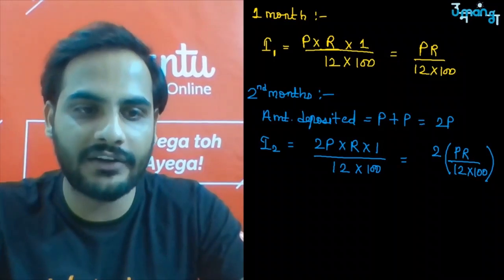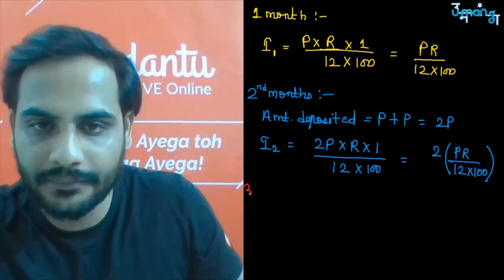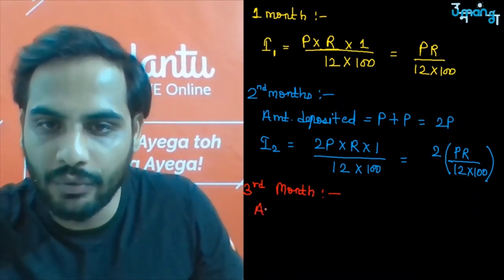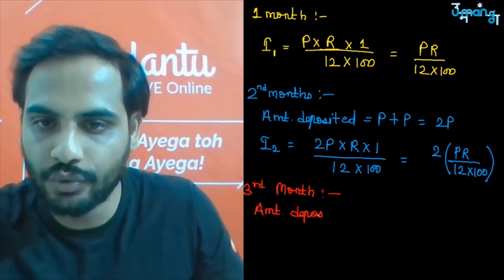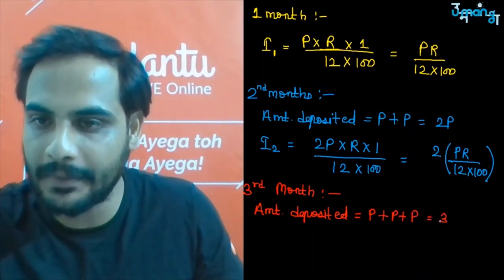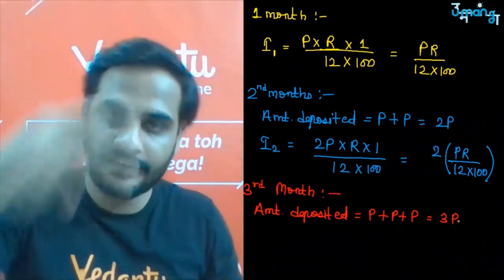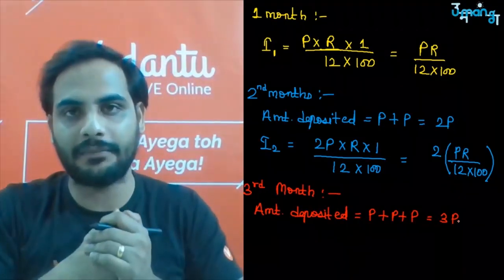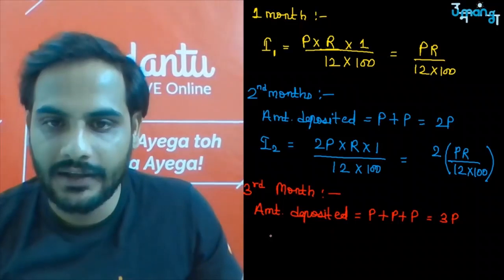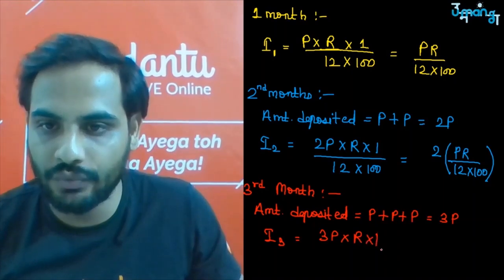Similarly, now let's look at the story for the third month. The amount deposited by you will be P again. So the total amount will be P plus P plus P, that is 3P. Now the total amount in your account is 3 times of P. First month you have deposited something, second month something, third month also something. Now the third month, the interest will be applicable on all that. So I will say the interest I3 will be equal to 3P into R into 1 divided by 12 by 100.